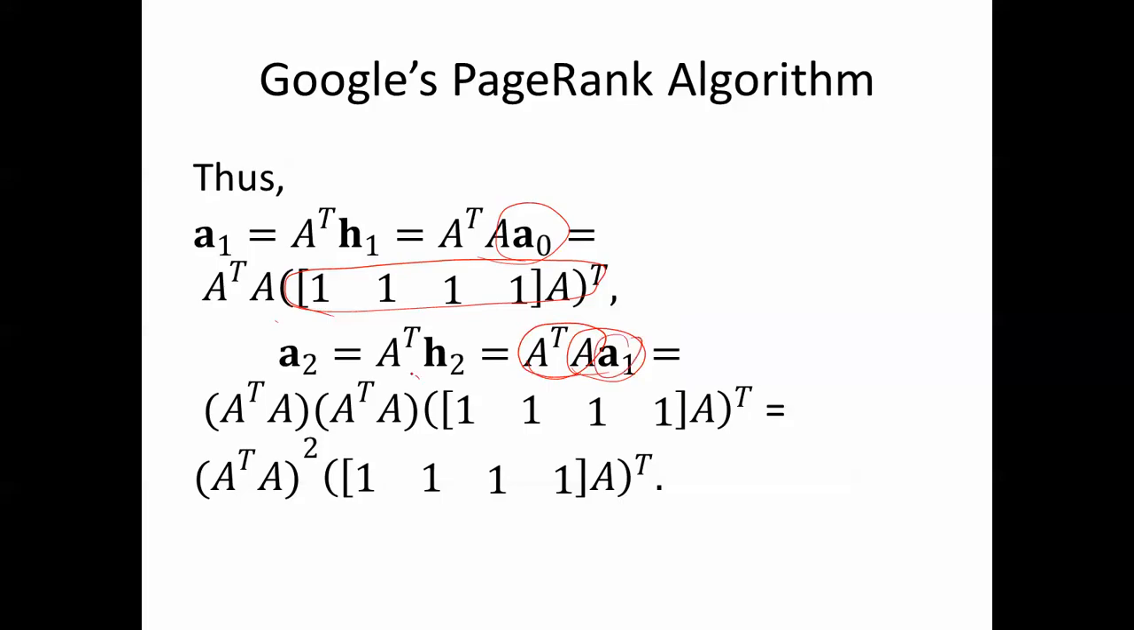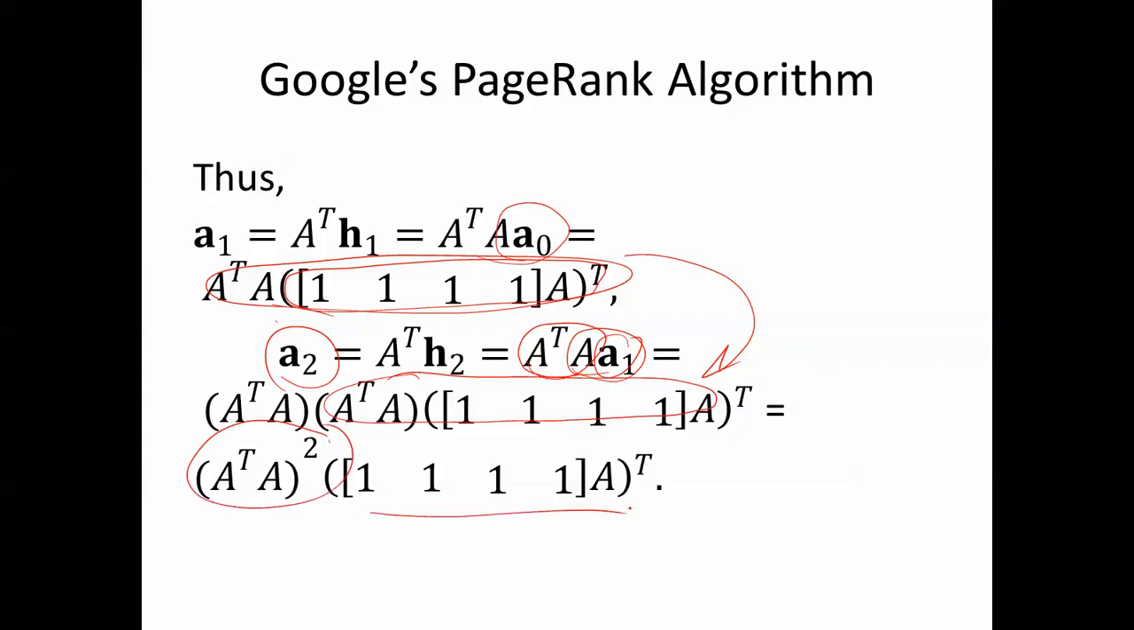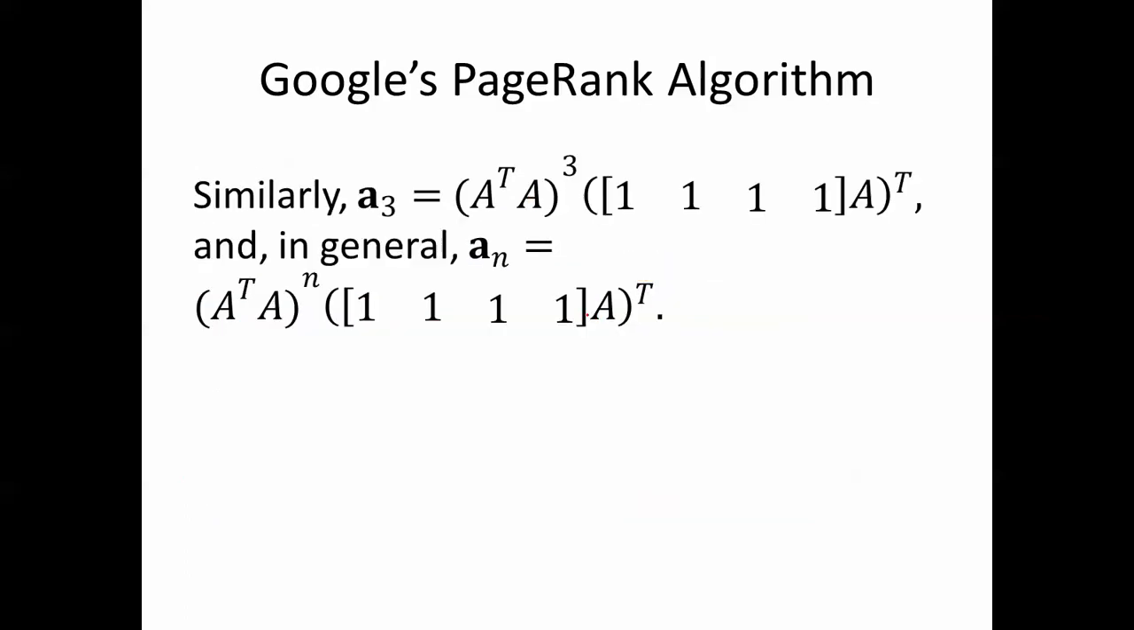But here's our formula for A1. We just saw a moment ago, this is our formula for A1. So let's plug that in for A1. And notice what we end up with. A2 is going to be A transpose A squared times this vector. Now notice that A1 was A transpose A times that same vector. I think we're onto something. Similarly, A3 is going to be A transpose A cubed times this vector, and in general, A sub n is going to be A transpose A to the n times this vector.